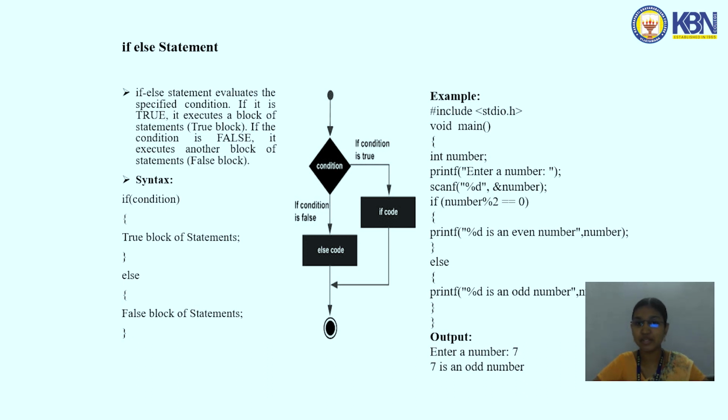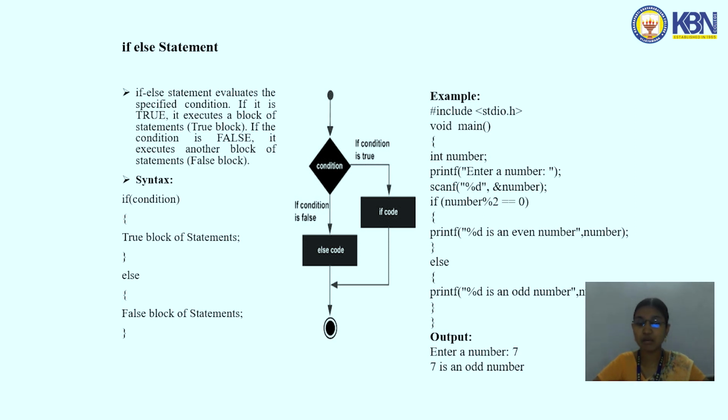Let's see the example. The main function starts with the execution. I am declaring the number variable. I have to read the number. Condition: if number % 2 == 0. Single equal to means we are assigning the value. Double equal to means we are checking the condition.